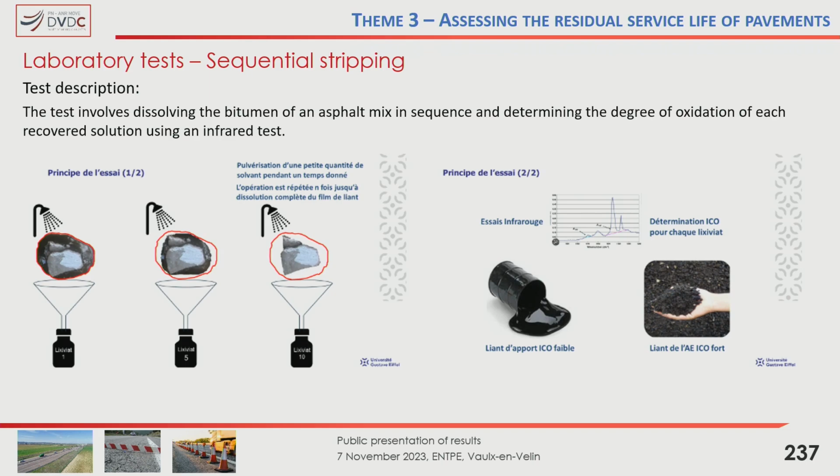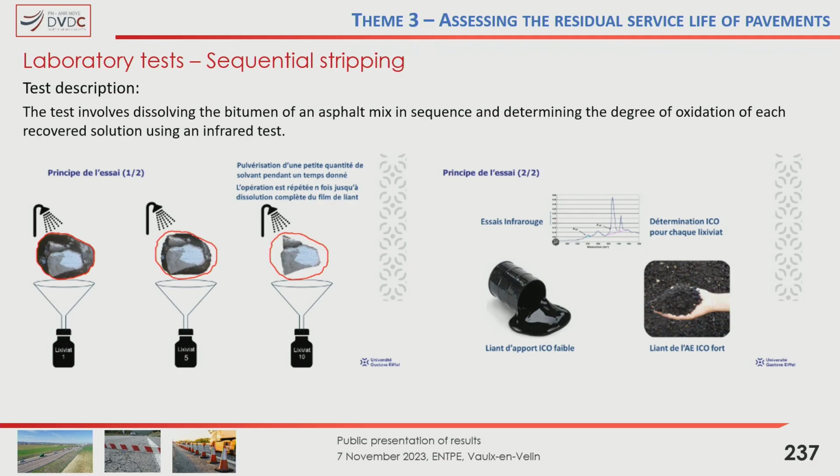Next, I just wanted to talk about the university tests that were carried out in the laboratory. This is what we call sequential stripping. The aim of this test was to dissolve the bitumen of an asphalt mix in sequence and then establish the extent to which it oxidates and then look at the solution that you can recover. The solution was recovered, and then we performed an infrared test on it. And this simply enables us to see what the aging process looks like in terms of this layer.